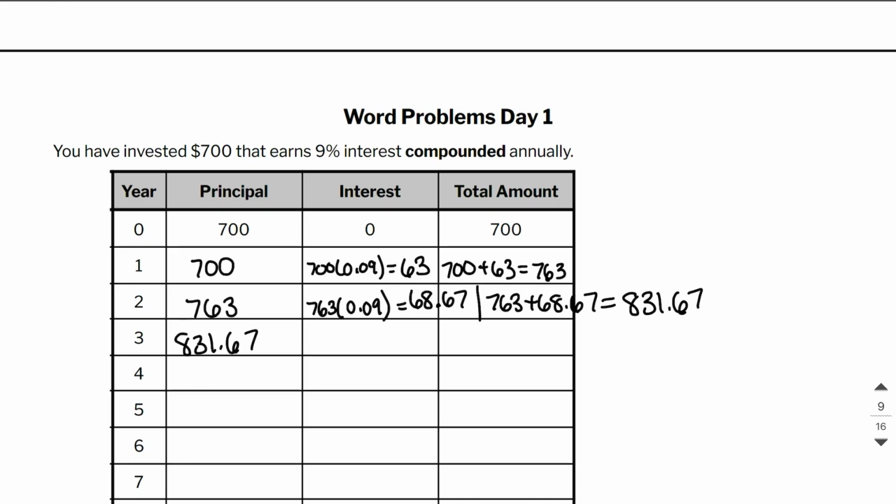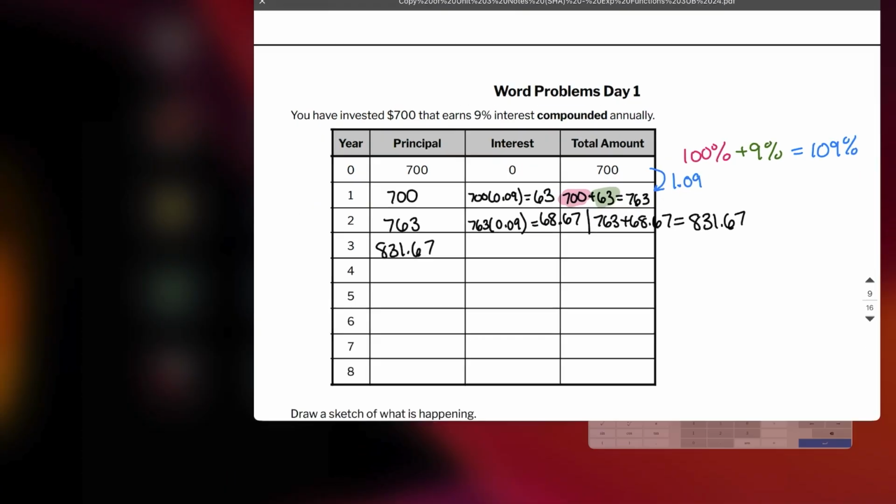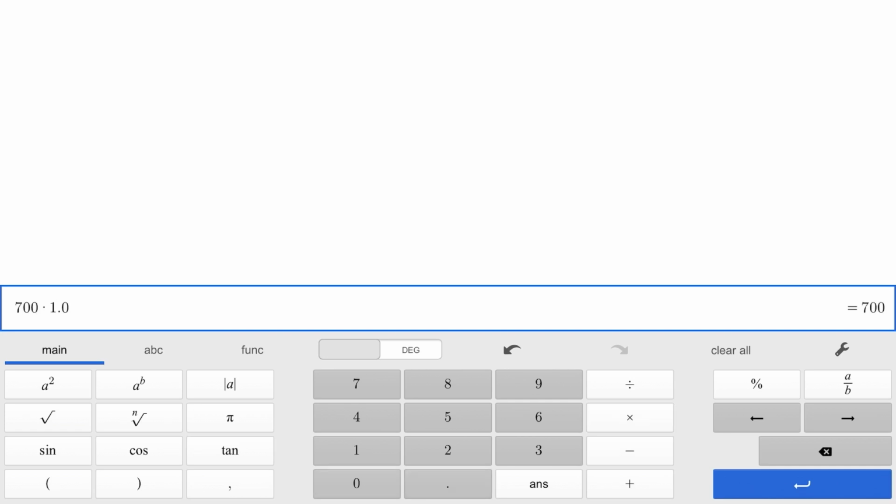Well, if you look right here, this 700 that we have right here is 100% of the value. And then this 63 that we have right here is 9% of the value. And when you add those together, you get 109%. So all I have to do is just multiply 700 by 1.09, because that's how you write 109% as a decimal. Just like when it was 13% tax, you would multiply it by 1.13. So if I take 700, multiply it by 1.09, you end up getting 763, which is exactly what we had after year one.